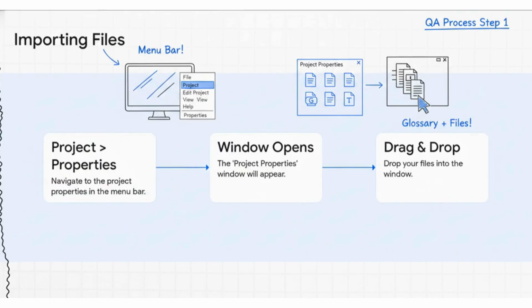Okay, with our files all prepped and ready, it's time to actually get them into our Xbench project. So in the main menu, you'll go to Project and then click on Properties. A window will pop up, and this is your workspace. The easiest way to get files in is to just drag and drop everything, your glossary and all the translation files, right into this window.